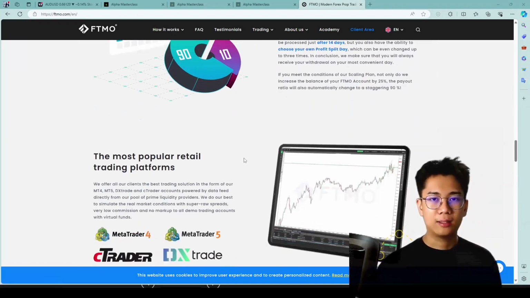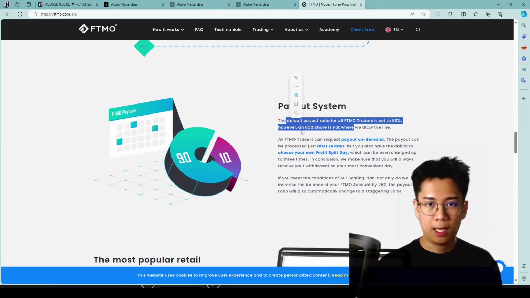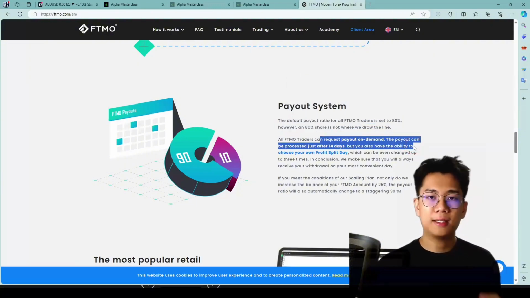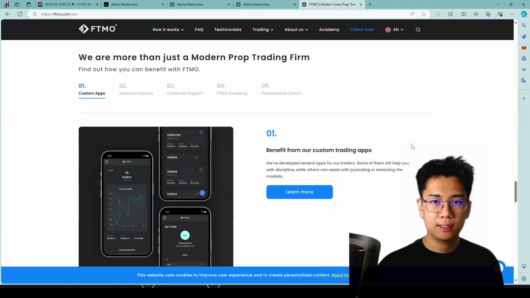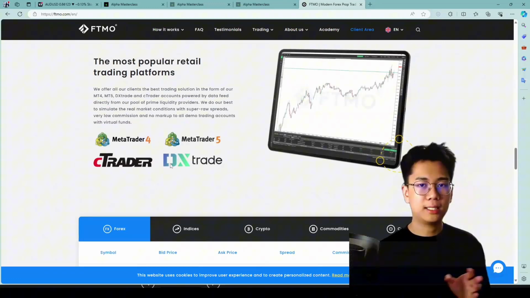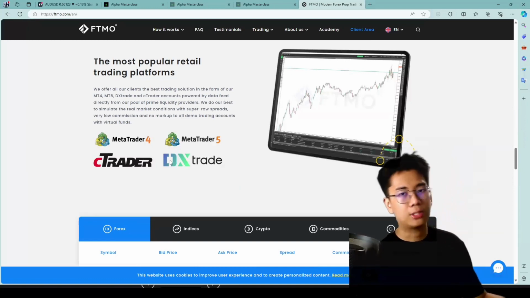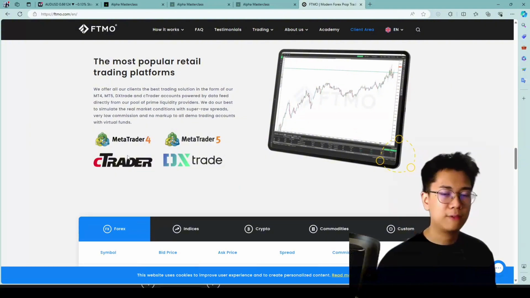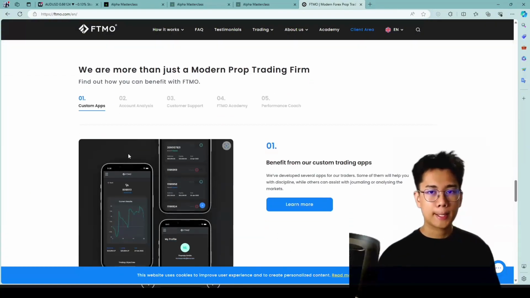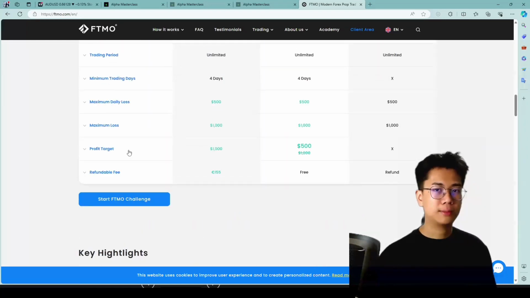Alright, I mean, who doesn't want to get more and more profit, right? So the profit sharing here is 80%, and this is paid on demand after 14 days. The platforms that I'm using are MT4, MT5, and cTrader. Right now, most of the people are transitioning to cTrader, which I think is quite safe to use as well. Okay, so that is more info about FTMO.